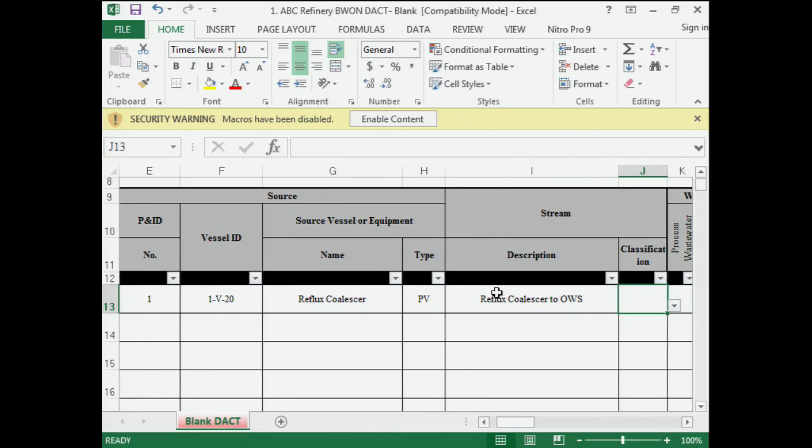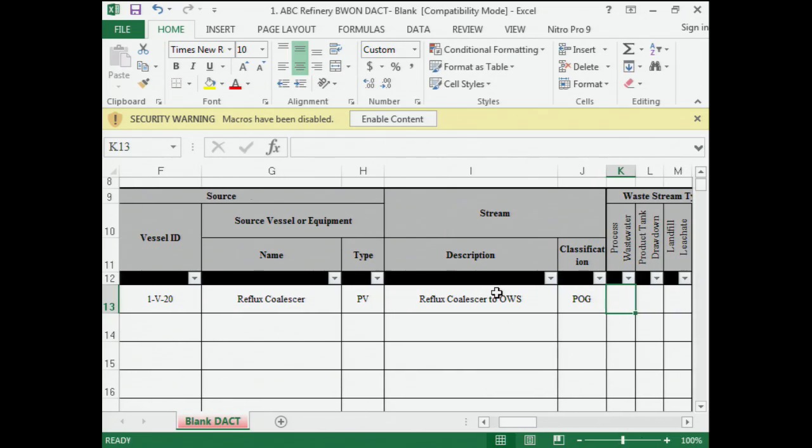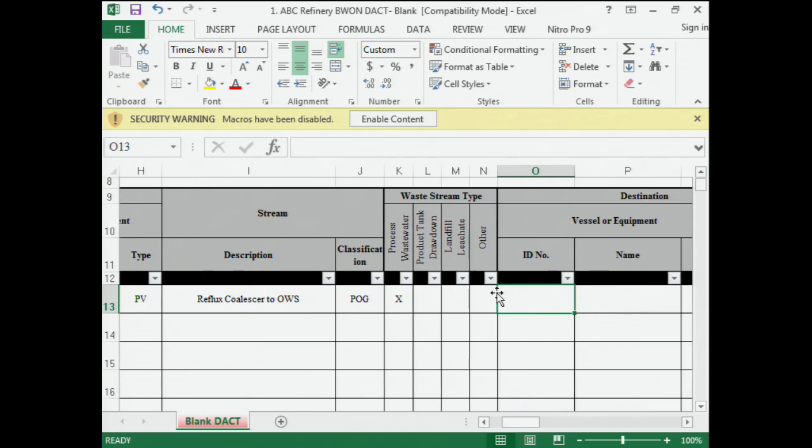And this is, what did we say this was? It was pink, so it was a POG, right? I'm going to say this is a process wastewater, because that's a category it seems to fit under. All right, so the destination equipment. Well, oily water sewer doesn't typically have an equipment number. So you can put OWS for oily water sewer.